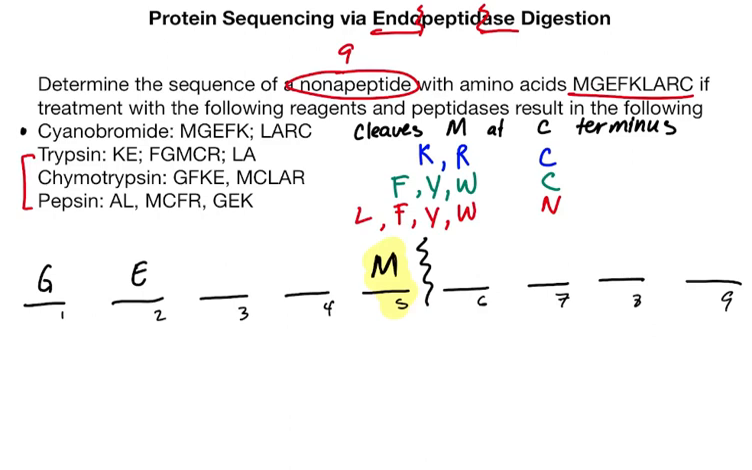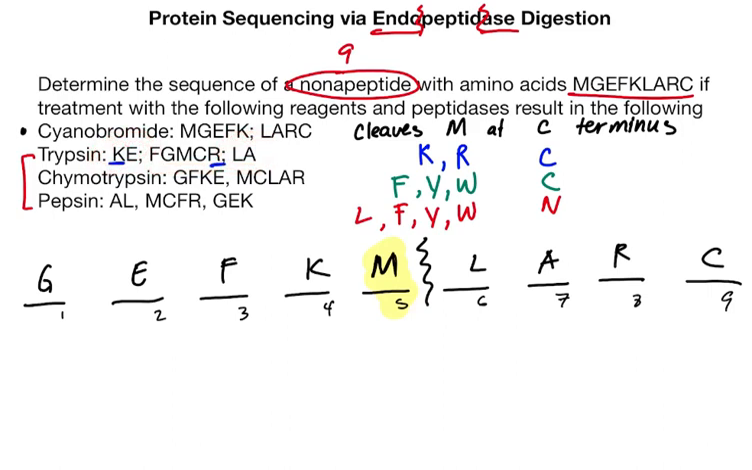So G, E, F, and K. And here we have L, A, R, C. Okay, next we proceed with trypsin. So for trypsin, you would notice that it would cleave off at K, lysine, and R, arginine, right? Forming a dipeptide, okay, another dipeptide here, and this pentapeptide.